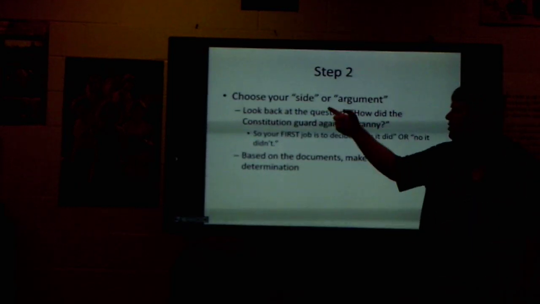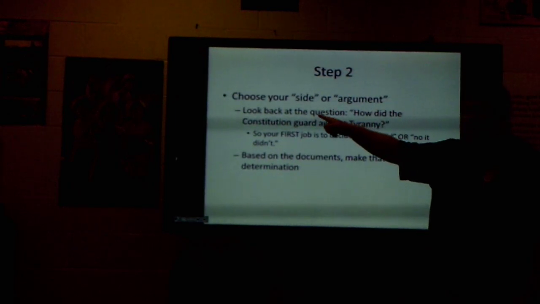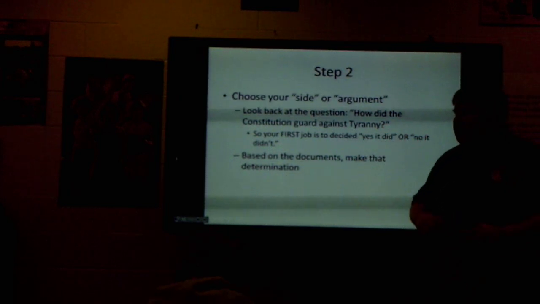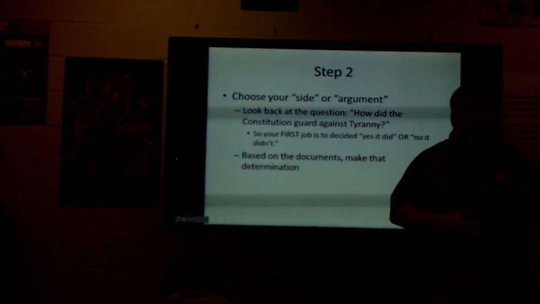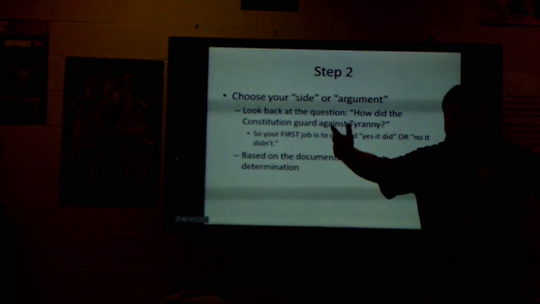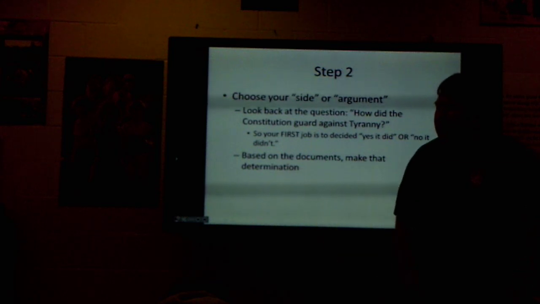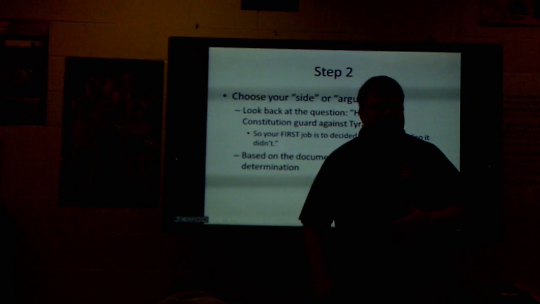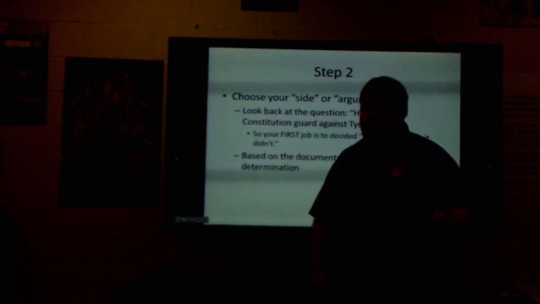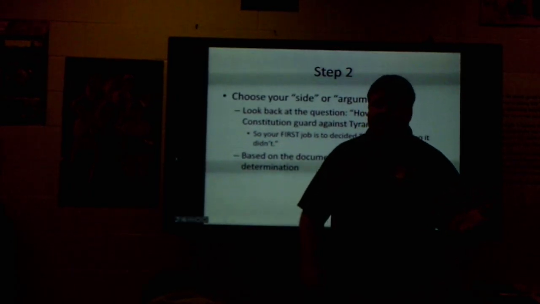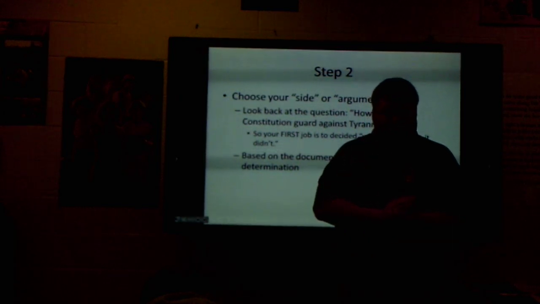Step 2 is you have to choose your side or argument. Now looking back at the question, how did the Constitution guard against tyranny? The first job is to decide yes or no, it didn't. Did it guard against tyranny or did it not? Well, here's a real simple question for you guys. I know you're in world history, but we're sitting here in 2019. The Constitution was written back in the 1700s, 1780s. Have we pretty well guarded against having a king? Yeah. An emperor? Yeah, so I would say it's safe to say, yes, it did, right?